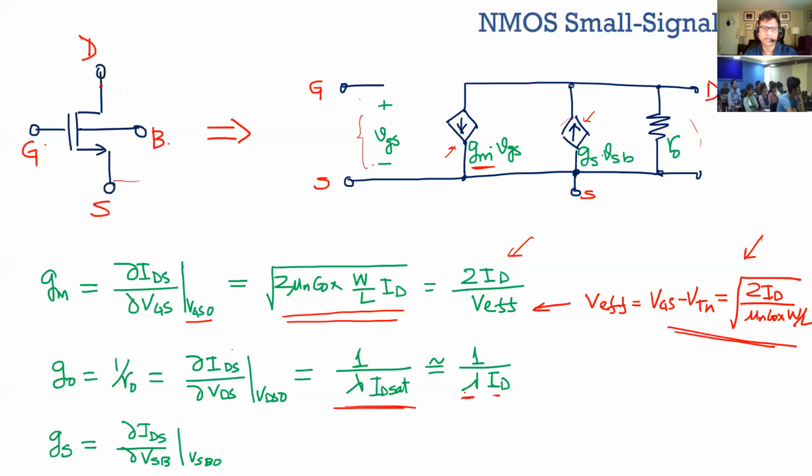And same for GMB, it is dIDS over dVSB, that's the rate of change of drain current with respect to the rate of change from source to bulk for the given bias condition. This one, you don't need to know the expression. Hopefully nobody will ever ask you that.